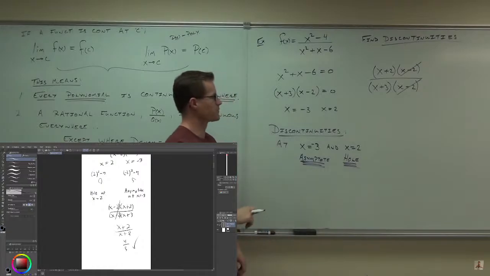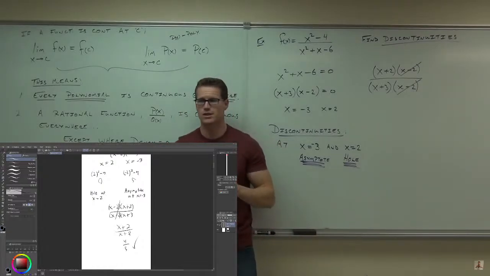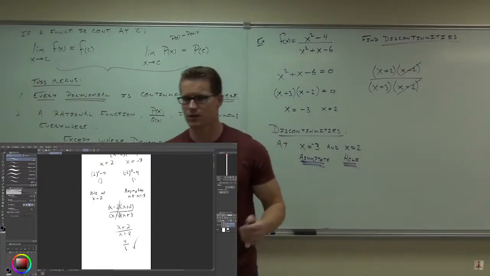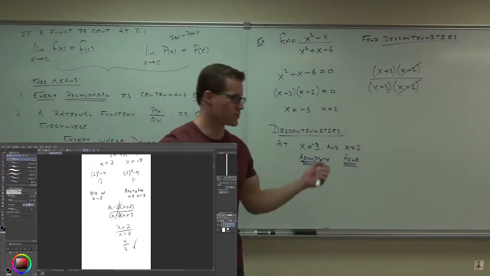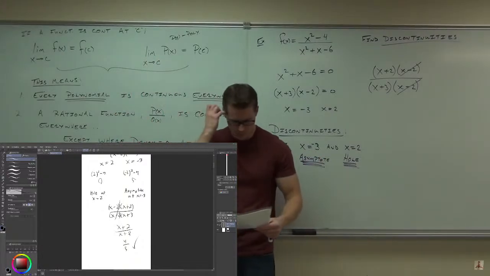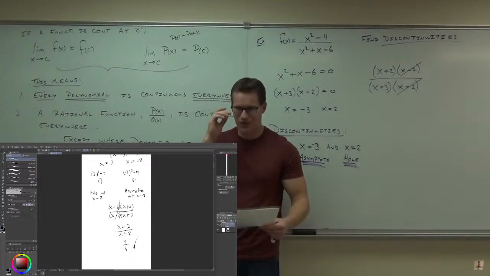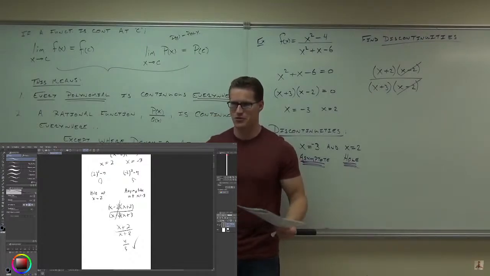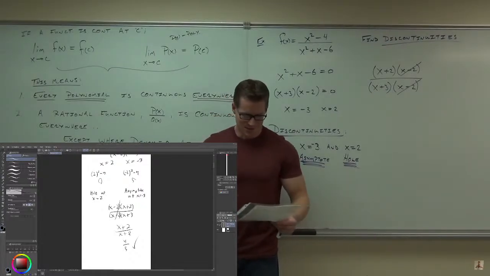No, it's not hard. It's factoring and crossing stuff out. What you cross out is called a hole. What you don't cross out is called an asymptote. At least for rational functions, that's the way it works. I'm not going to give you another example because I think that's pretty straightforward. Is that pretty straightforward? Yeah. Awesome.